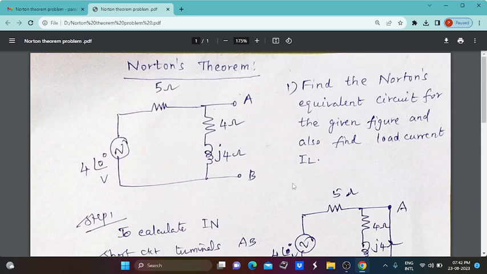Let us see the Norton's theorem concept in electronic devices and circuits. So in the last video we have seen Norton's theorem for DC circuits. Let us see Norton's theorem for AC circuits.